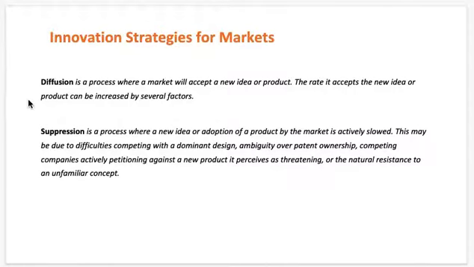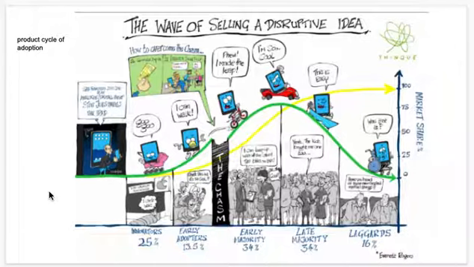So diffusion and suppression. You can read the definitions there, but diffusion is how the product gets put into the market, and suppression is how that gets activated, or maybe it gets overtaken and it slowly gets pushed out of the market. So diffusion is in, suppression is out. We're going to talk a little bit later about this product cycle of adoption, this Rogers product cycle of adoption. But this is where the product gets introduced in, and then it goes up, hey, look, I'm doing well, and then it's slowly suppressed and it's getting pushed out of the market.